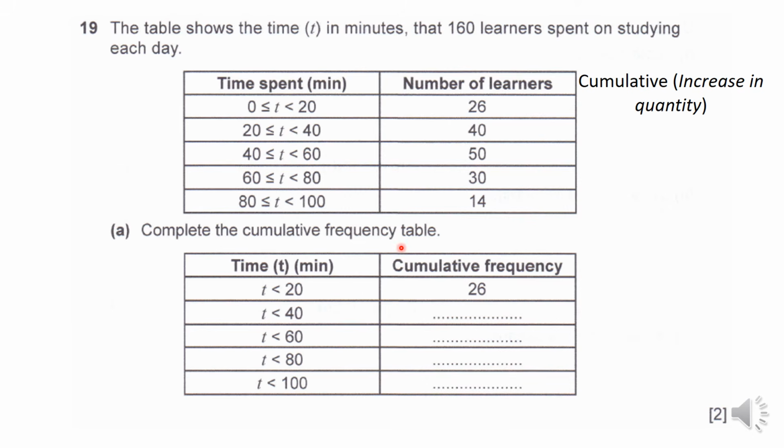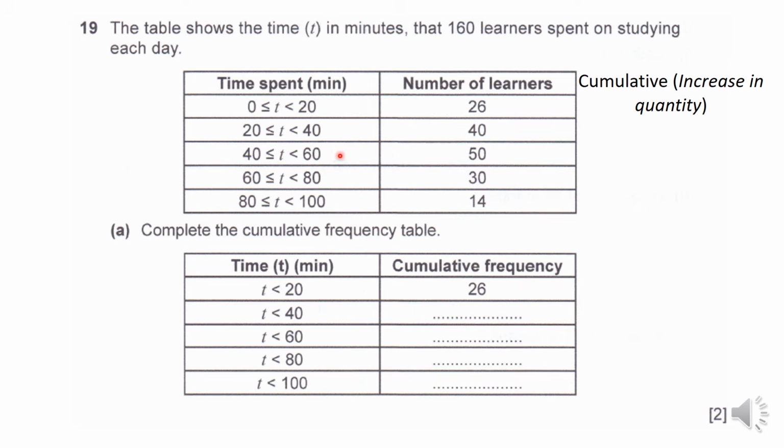Right, question 19. The table shows the time in minutes that 160 learners spend on studying each day. Right, they are saying we're supposed to complete the accumulative frequency table. Let me just explain the first table to you. It took 26 learners between 0 and 20 minutes. So 26 learners, they studied 1 minute, or even no minute at all, so nobody studied, but 26 of them fell in that class interval.